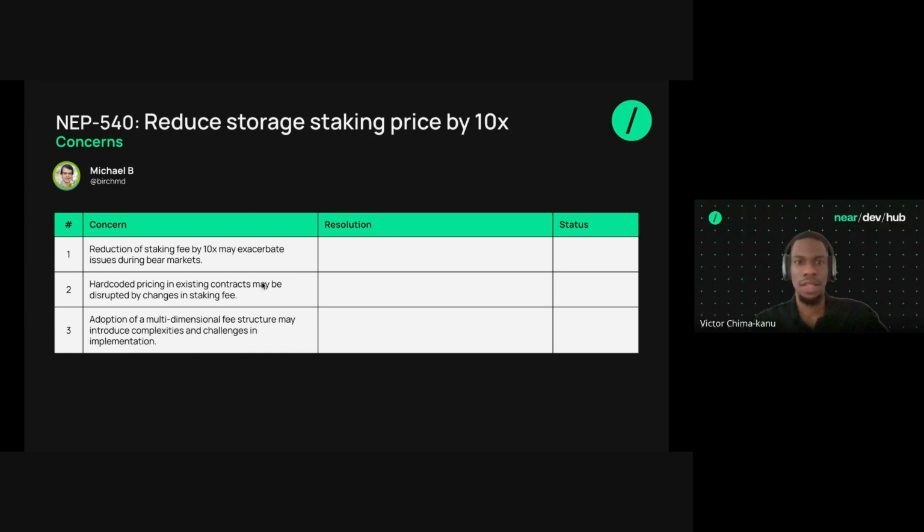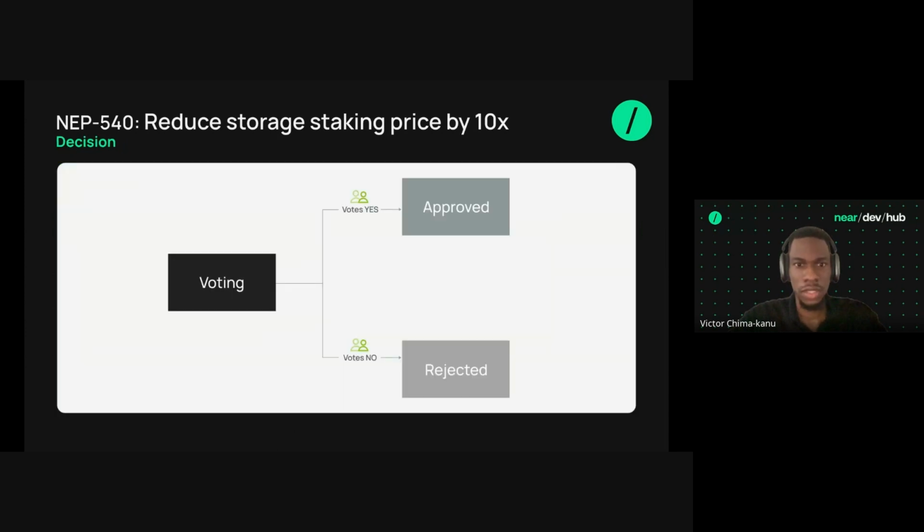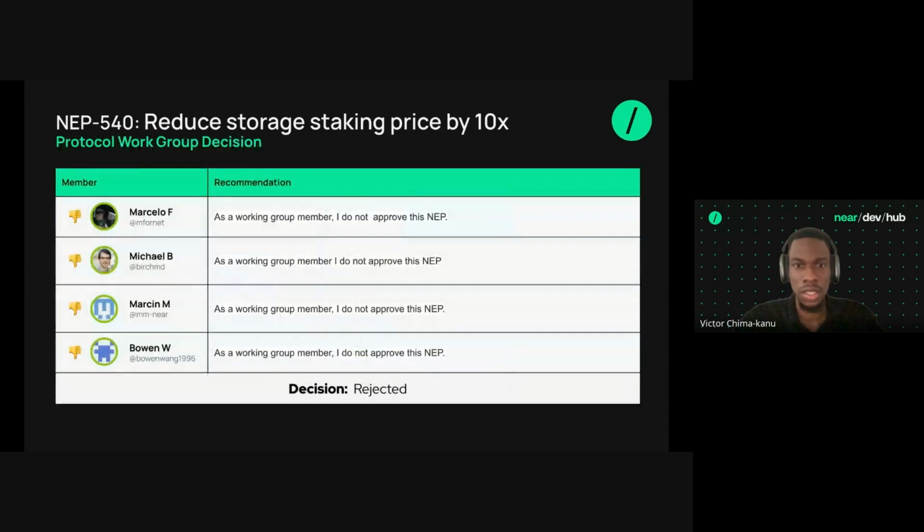Awesome. Thank you so much, Michael, for sharing. And yeah, so with that being said, let's take a look at each working group member's opinion. And yeah, let's get to the voting stage. So like I mentioned earlier, the NEP process is based on a 2/3 majority to move forward with this NEP. And we've already had each working group member provide their voting indication. And so yes, we had all 4 working group members leaning towards rejecting this NEP. Before we formalize the decision, once again, I'd like to ask, does anyone have any final comments or concerns they'd like to raise?